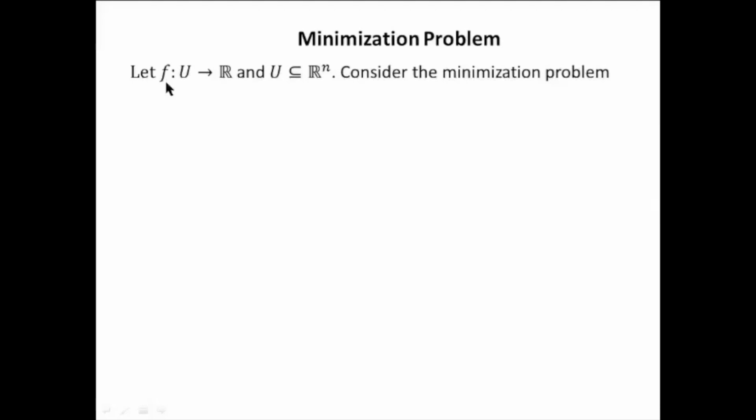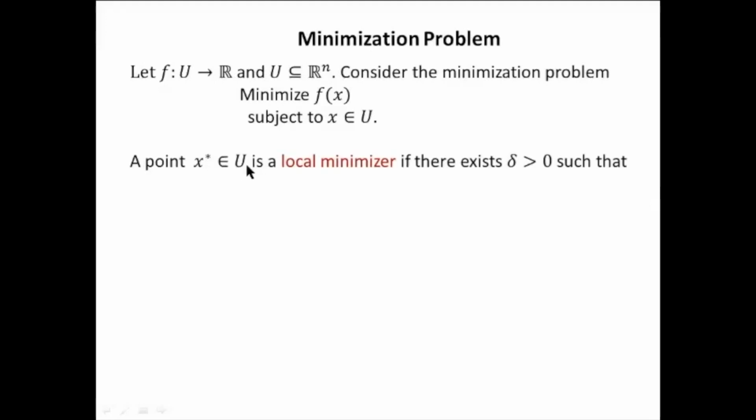If I consider a function f defined on a set U in Rn, we can consider a minimization problem of the form: minimize f(x) subject to x belongs to U. There are certain notions like local minimizers and global minimizers associated with this minimization problem. We can say a point x star in U is a local minimizer if the function keeps a minimum value in the neighborhood of x star.